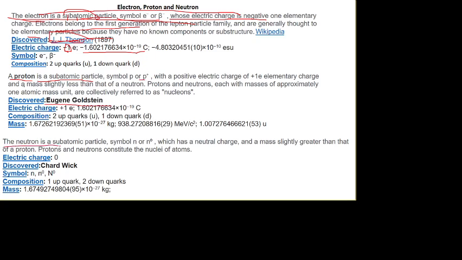The last one is neutron. It is neutron, from the word neutral. No positive, no negative. It is zero. It has no charge. It's also a subatomic particle. The charge is zero, and it is discovered by Chadwick. But I must let you know that by comparing the masses of these three particles, neutron is the heaviest of the three.